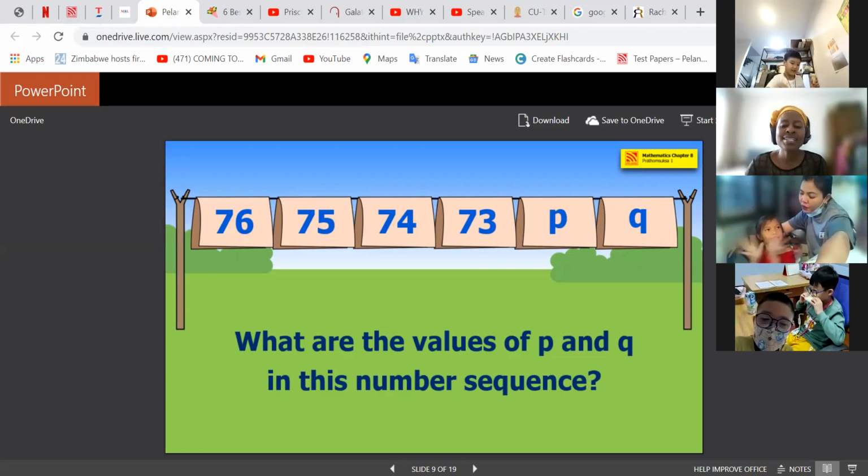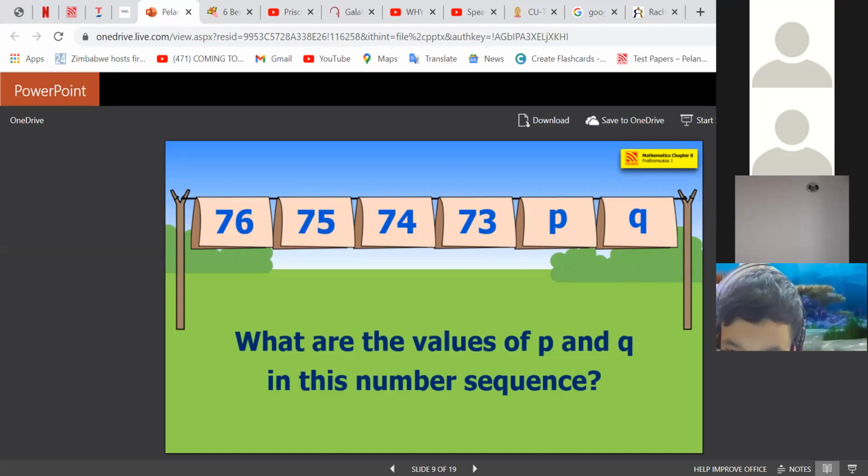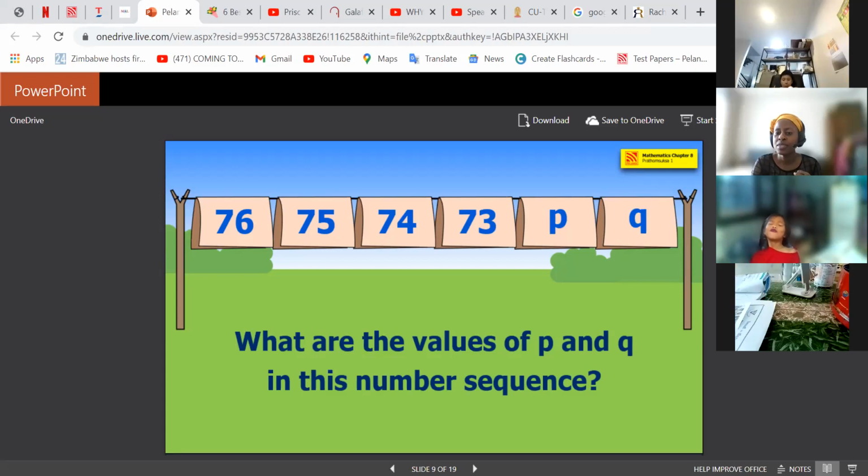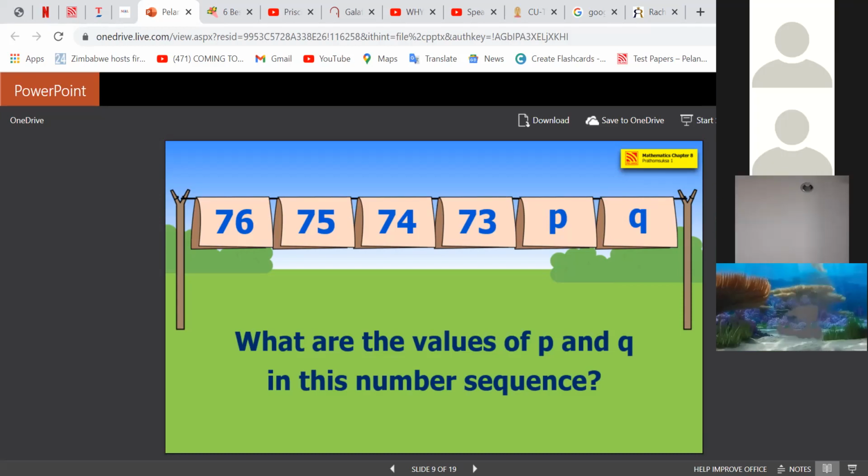All right. What are the values of P and Q in this number sequence? I want somebody else to try. Alka, what might be the value for P? What might be the value for P? Alka.